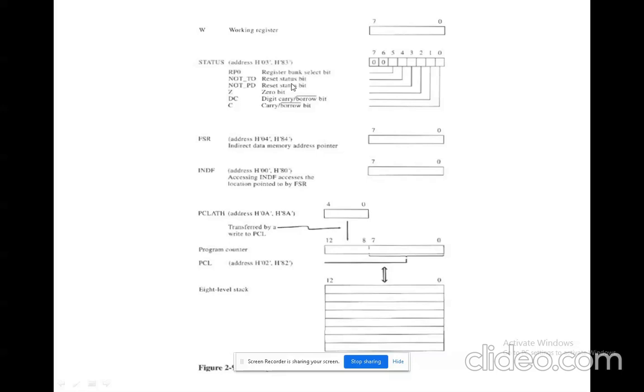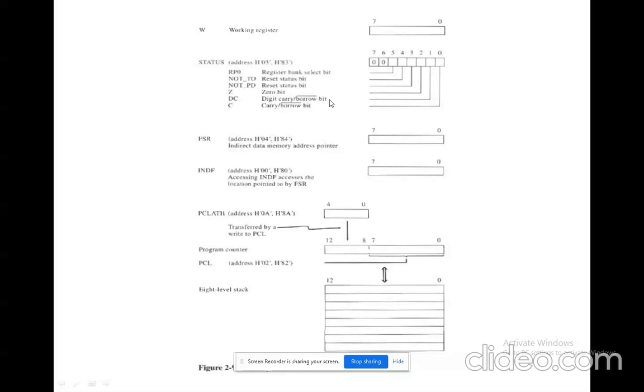Then not T0, not PD, what is that? Reset status bit. So status bit will be reset. Same thing, reset status bit. Z means zero bit. If you get the result as 0 when you are doing any arithmetic or logical operation, then your result will be 0, meaning you will be setting this bit.